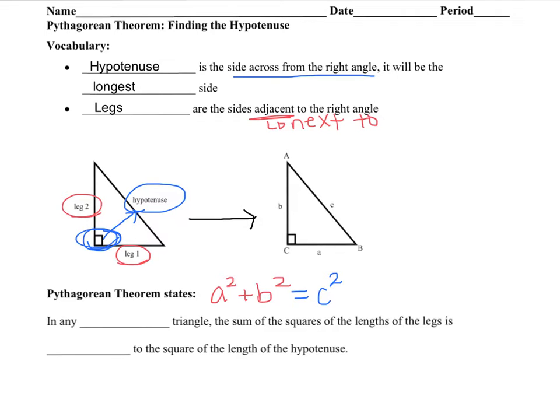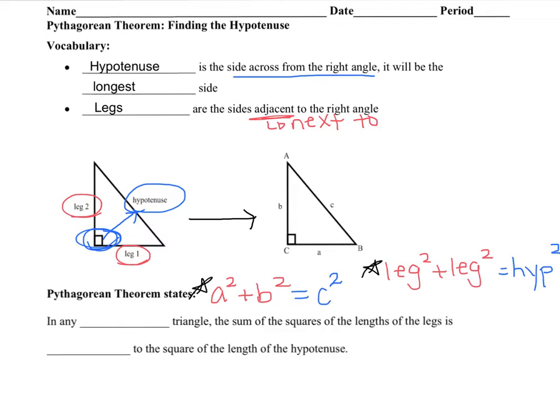Another way you can interpret this is this theorem is stating that one leg squared plus one leg squared, which is the other leg, is going to equal the hypotenuse squared. This is a key formula you need to know.